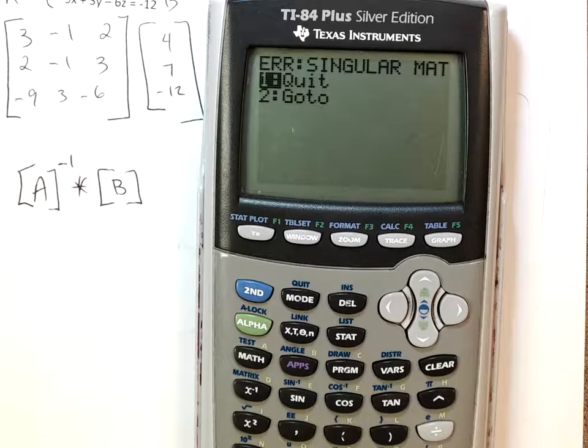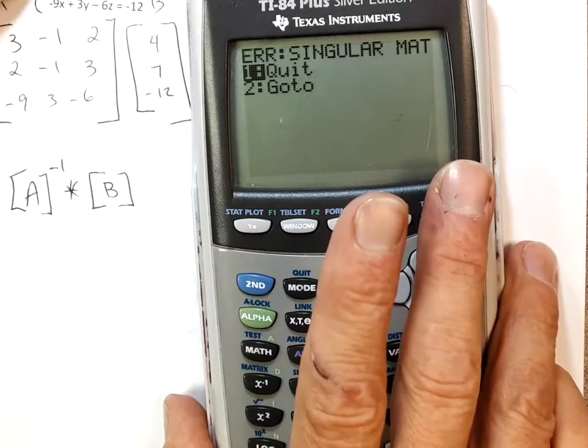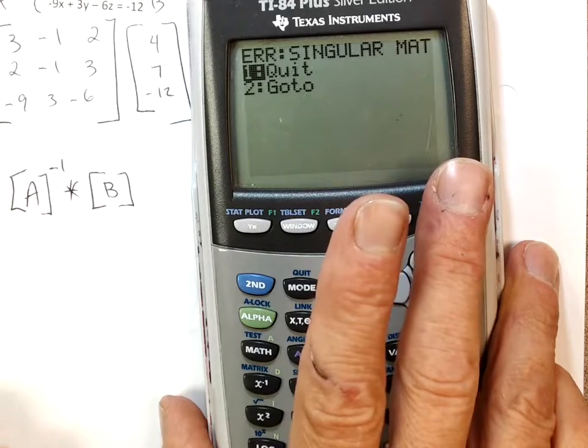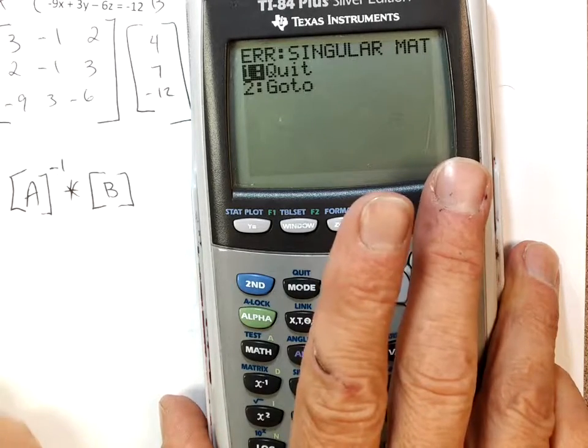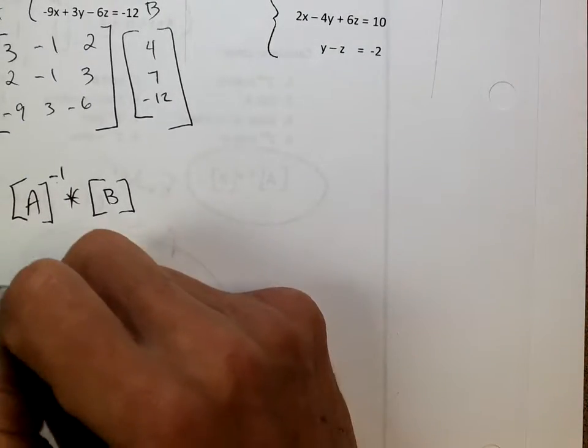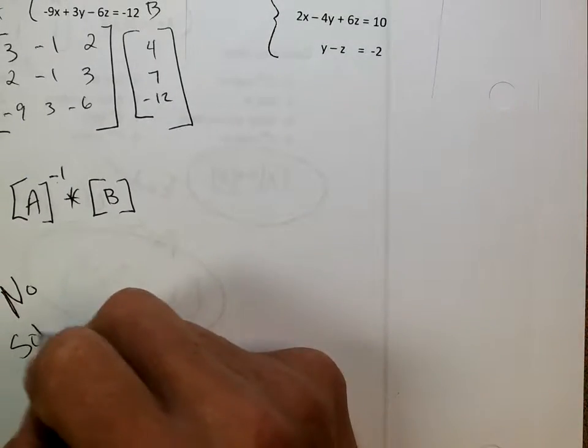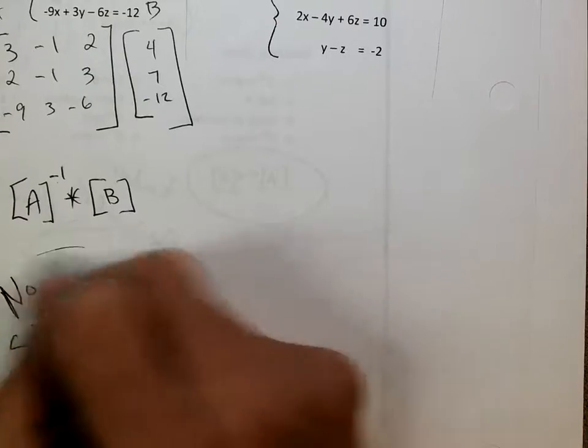So when we got no solution with lines, what was going on? The lines were parallel, right? Could it be in 3D space that two of your planes are parallel? That's exactly what's going on. Take a look at equation 1 and equation 3. So what we have is parallel planes, so it is no solution. Okay?